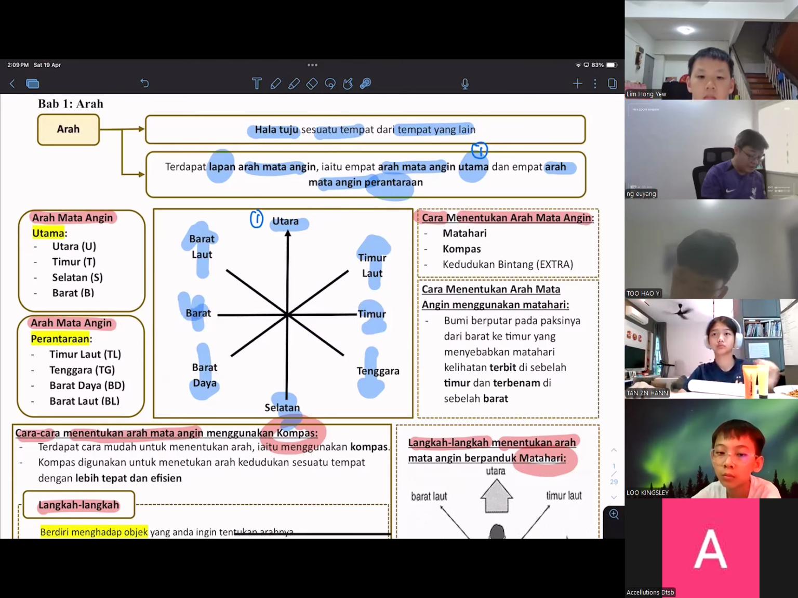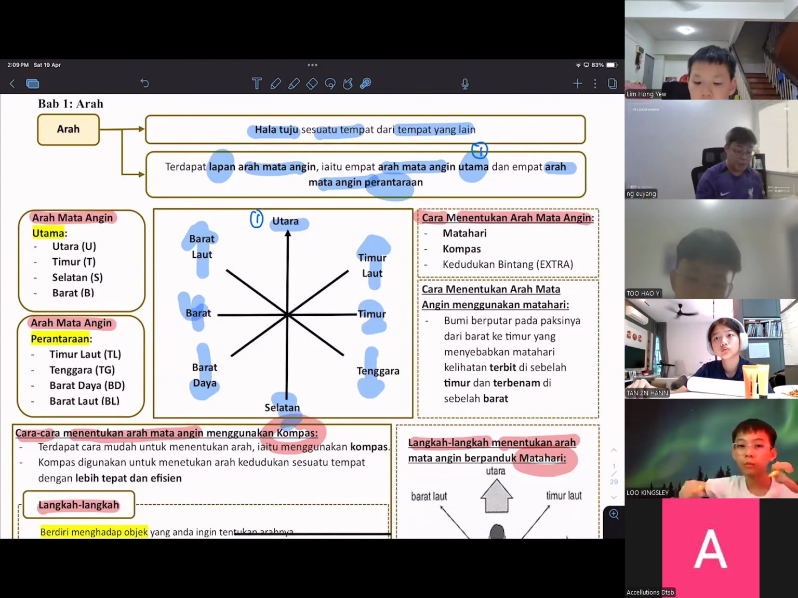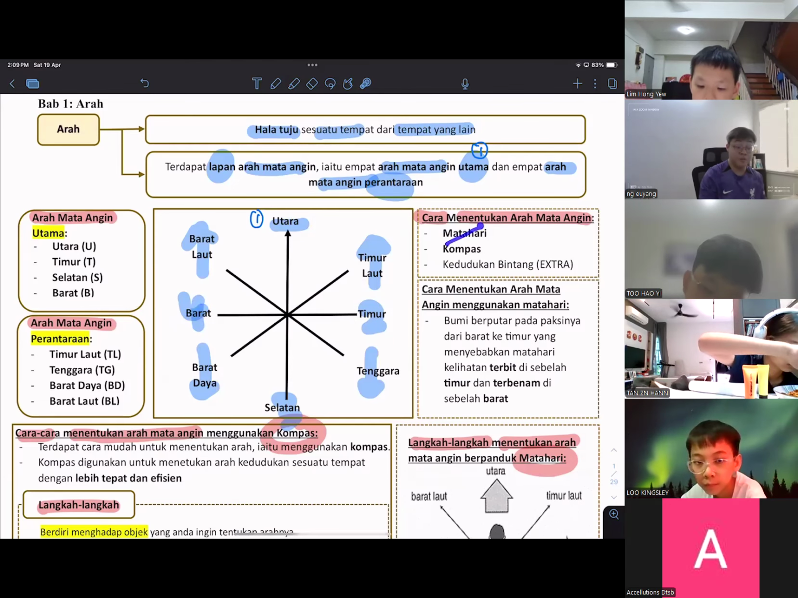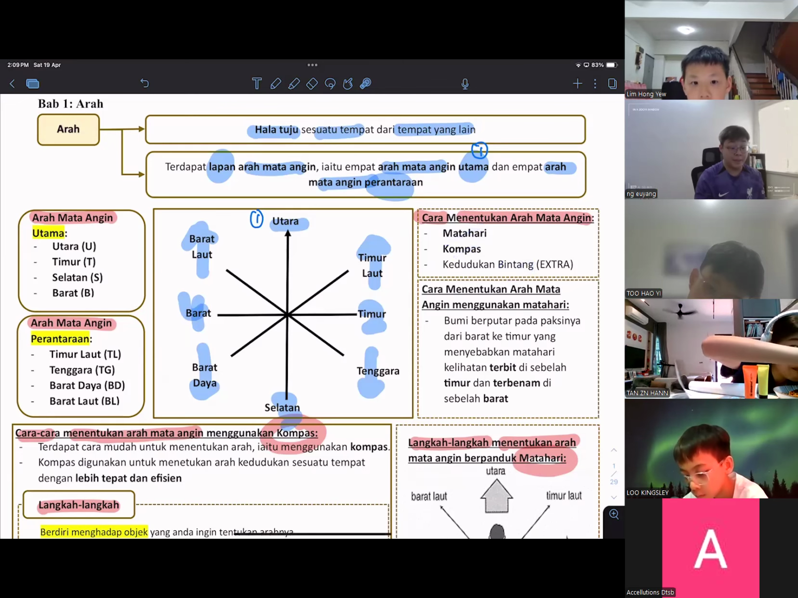So in order to identify the eight arah mata angin, not the jenis arah mata angin, we can use the sun, we can refer to the compass, and then we can refer to the bintang. So why is it mentioned as extra?